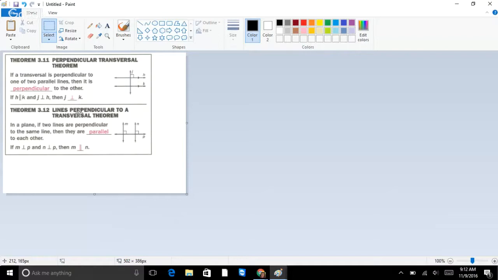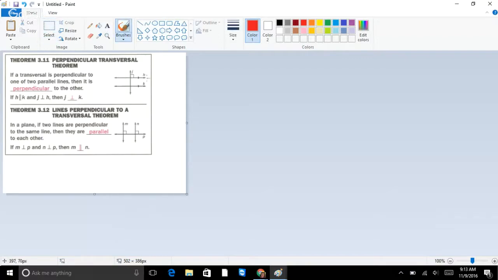Okay, so we spent a lot of time in the beginning of the chapter talking about transversals and the relationships between the angles. And this is a specific kind where the two lines that are being cut by the transversal line, that line is going to be perpendicular to one of the two lines. Okay, so basically what we have here is line H and line K, H and K right here.